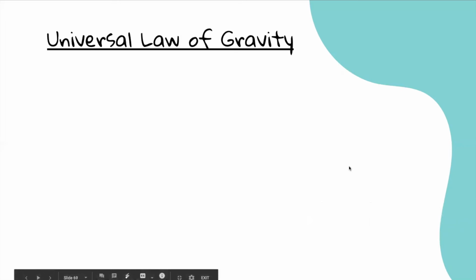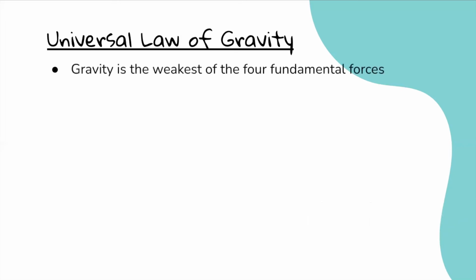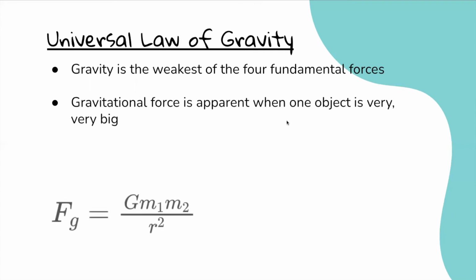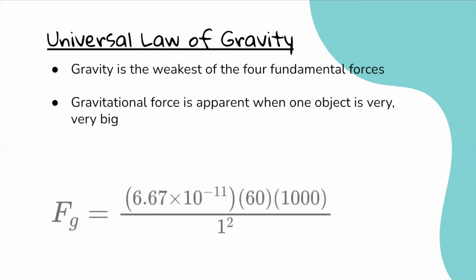So let's talk about this. In our universe, gravity is the weakest of the four fundamental forces. In order, they would go strong nuclear force, electromagnetic force, weak nuclear force, and then gravity. It's weaker than the weak nuclear force. Gravity is the weakest of the four fundamental forces because in our universe, G is so small. In fact, in order to make the gravitational force apparent, I need at least one of the objects to be very big. So let's show you what this looks like.